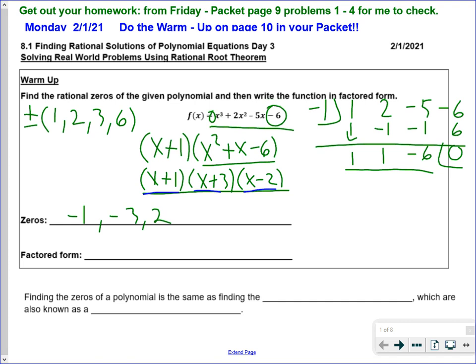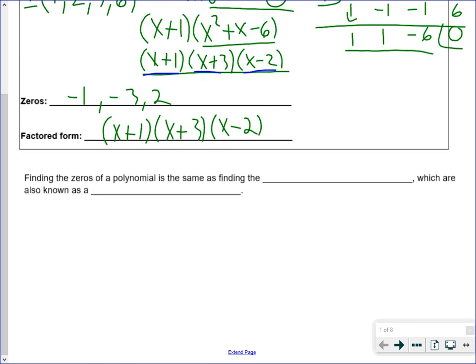X plus 3, set that equal to 0, you get -3. X minus 2, set that equal to 0, you get +2. In our factored form, what we have at the end over there is x plus 1 times x plus 3 times x minus 2. So that's our factored form, and those are our zeros, okay? So that's the warm-up, and let's keep going and get started with the notes for the day.